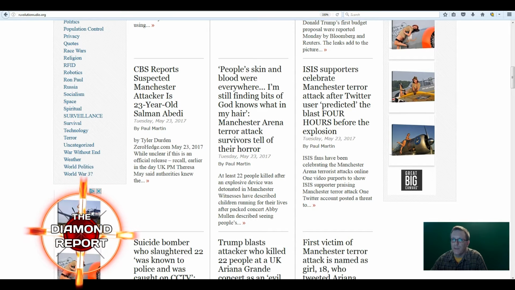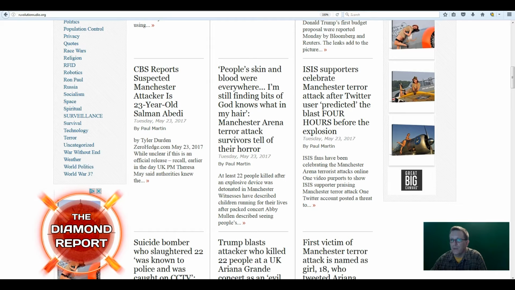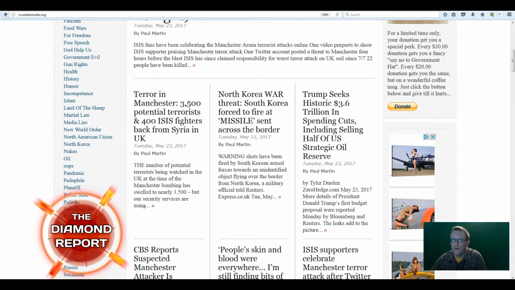CBS reports suspected Manchester attacker is 23-year-old Salman Abedi. Terror in Manchester, 3,500 potential terrorists and 400 ISIS fighters back from Syria in the UK. North Korea war threat. South Korea forced to fire at missile sent across the border. It's on the Express. Trump seeks historic $3.6 trillion in spending cuts, including selling half of U.S. strategic oil reserve. That's on Zero Hedge.